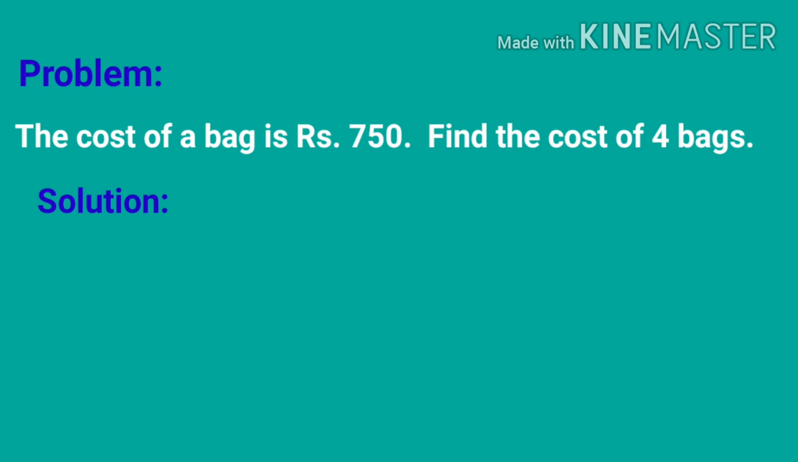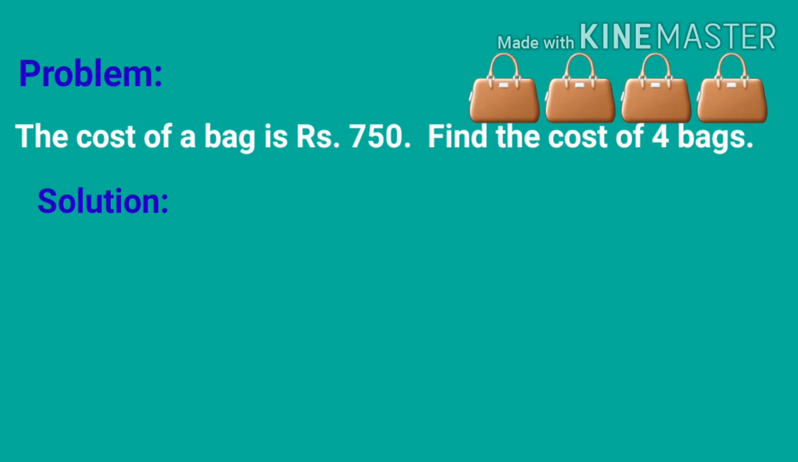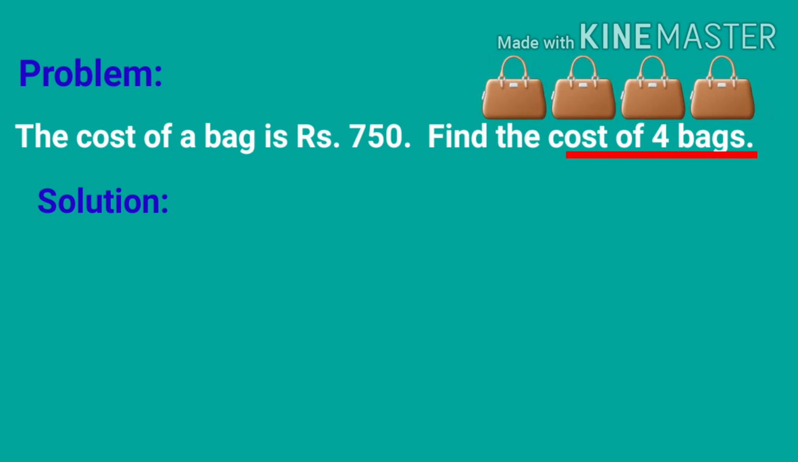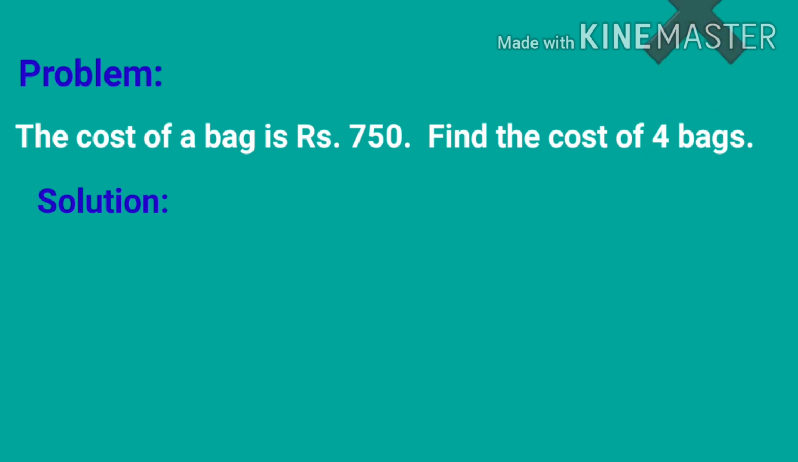Children, you see here the cost of one bag is given, or we can say that the cost of one unit is given. Here the cost of one bag is 750 rupees. We are asked to find the cost of 4 bags. It means we are asked to find the cost of many bags. So the answer will be a bigger number. So we know that to find the cost of many units from one unit, we use the operation multiplication.